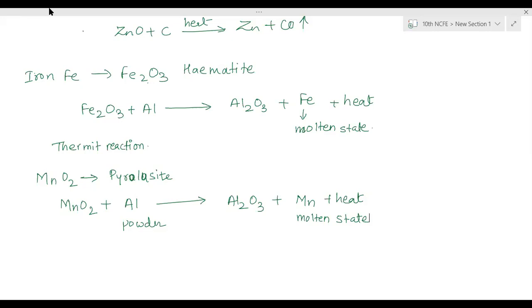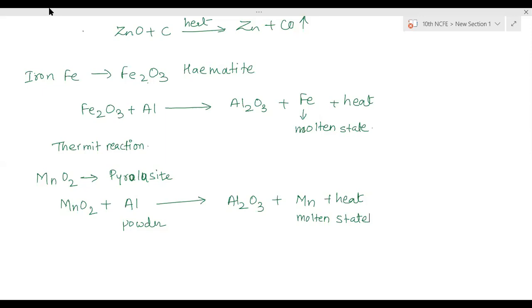Here one more question is asked: why can carbon not reduce oxides of higher reactive metals? Because these metals are the most reactive elements, sodium, potassium, calcium or aluminium. If they form oxides, the bonding with oxygen is so strong that it is not easy for carbon to take out oxygen from them. So carbon cannot reduce oxides of these metals.